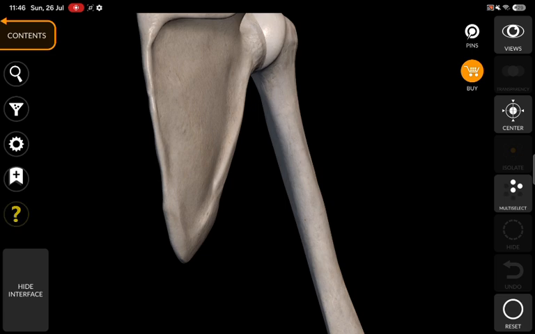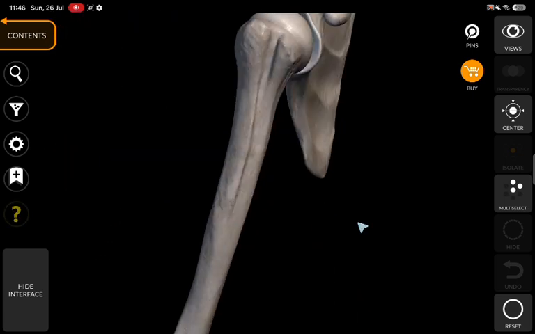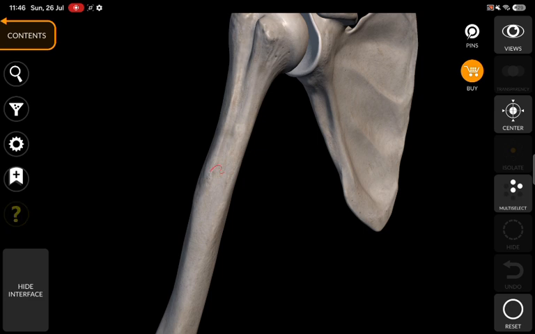So we have talked about this, and there's also one more thing. On the anterior lateral side, there is a tuberosity called the deltoid tuberosity, where the deltoid muscle inserts, in the middle of the anterior lateral surface.